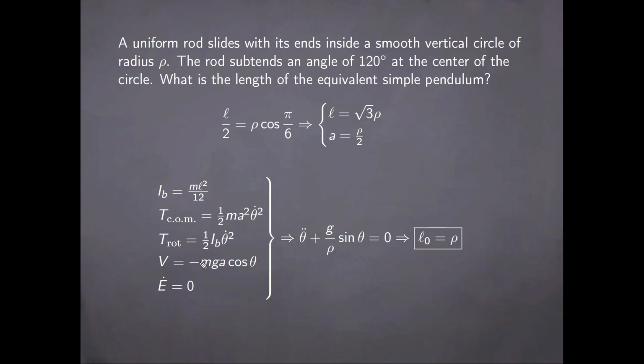And we need to put all of these things together with the fact that energy is conserved, which leads to a very basic pendulum equation, which shows that the length of the equivalent simple pendulum is simply the radius of the circle.